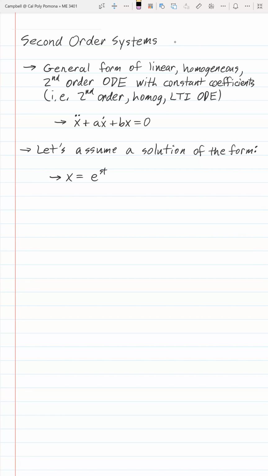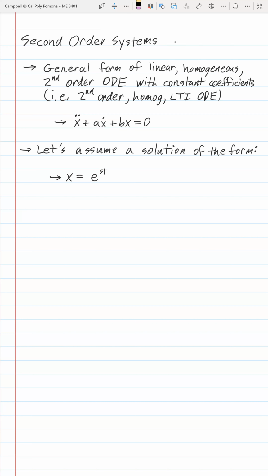Because if you recall, for a first order homogeneous LTI ODE, we found that we could separate variables, and once we separated variables, the solution had a general form of e to the something times t in this particular case. So if that was a good solution for first order differential equations, maybe it's a good solution for second order differential equations. So let's just give this a try and see if it works.